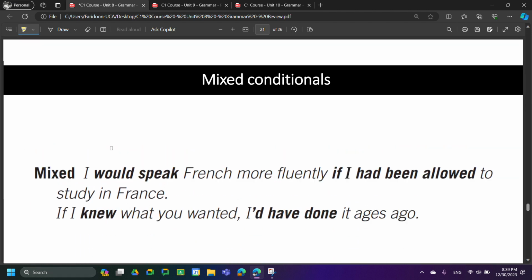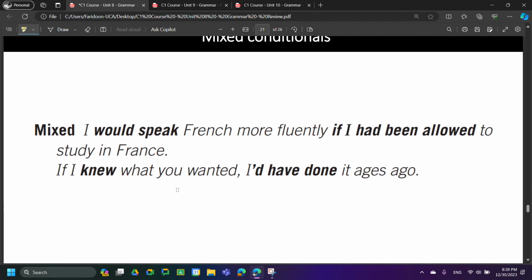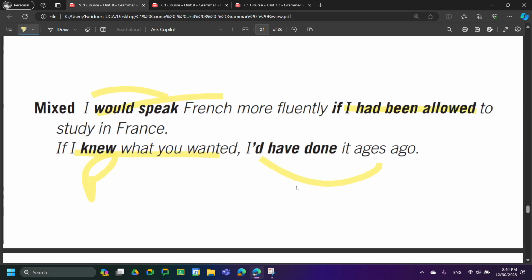The mixed ones, of course, are also in the family of unreal conditionals, by the way. I would speak French more fluently if I had been allowed to study in France, or if I knew what you wanted, I would have done it ages ago. So, of course, there are two different versions of it. Both are okay. In here, the if clause is using the past perfect, and in here in the if clause, you're using the past simple. While in here in the main clause, you're using a clause with would, and in here you're using the past modal, would have plus a verb number 3.